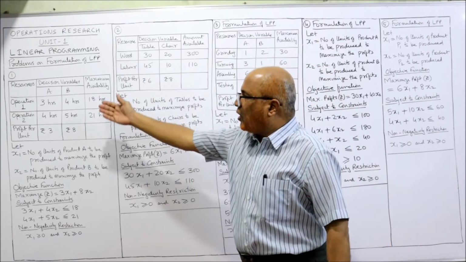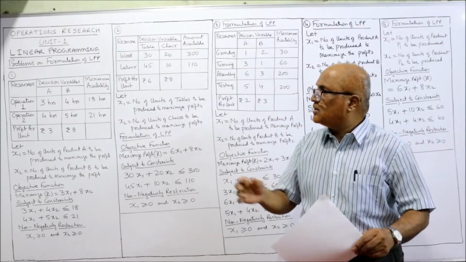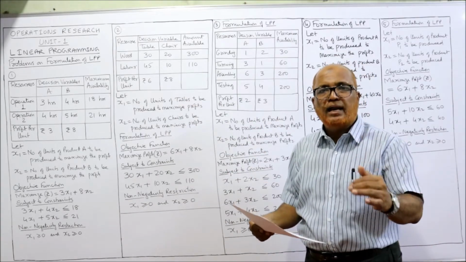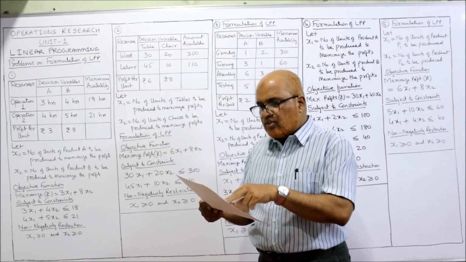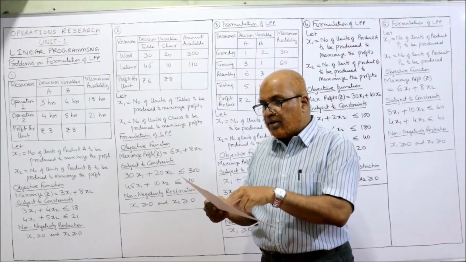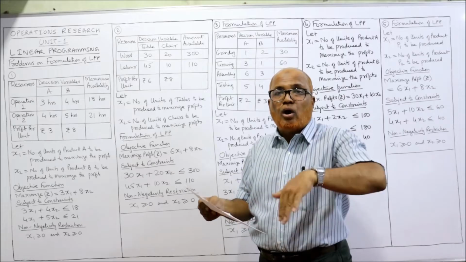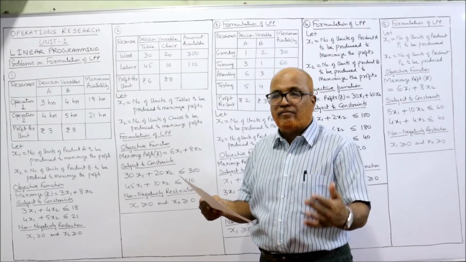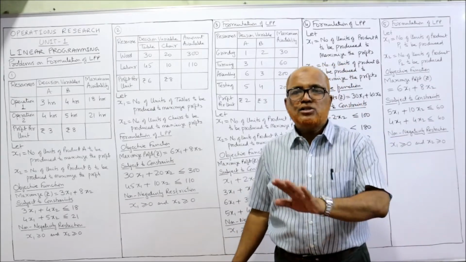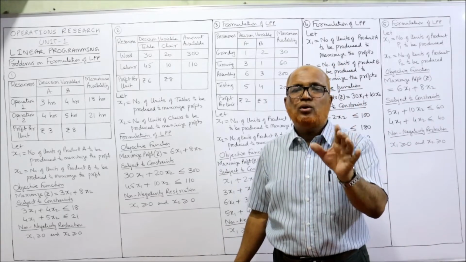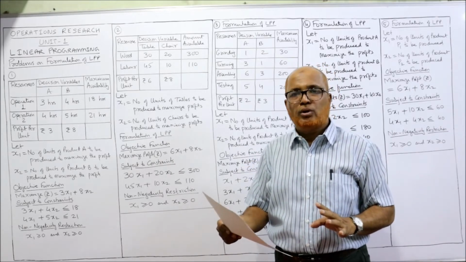Just like the previous problem, operation 1, operation 2, but here we have two resources, wood and labor. Wood and labor are the only two resources. And the manager of the firm wishes to determine how many tables and chairs should be made to maximize the profit. Our objective is to maximize the profit. So how many chairs and how many tables should be manufactured? Formulate the problem as a linear programming problem. It is not asking you to solve. It is asking you to formulate the problem. Only the formulation part we are going to do.